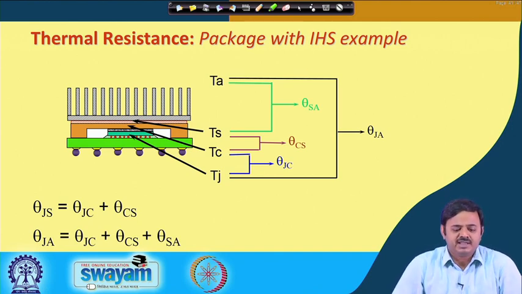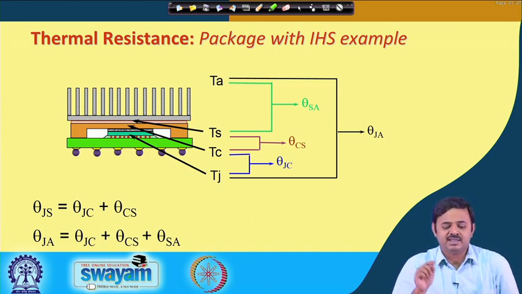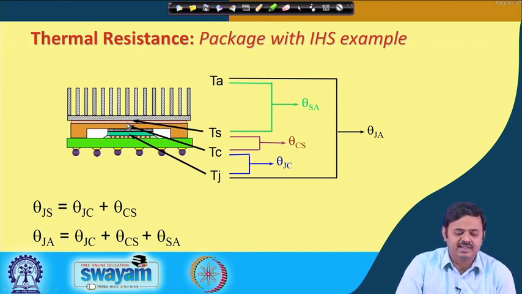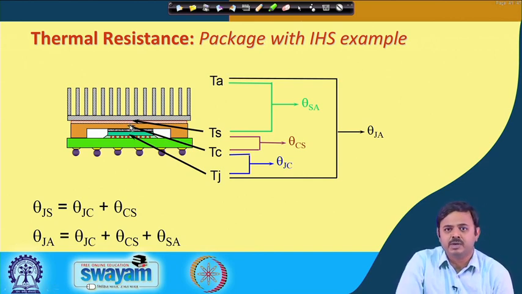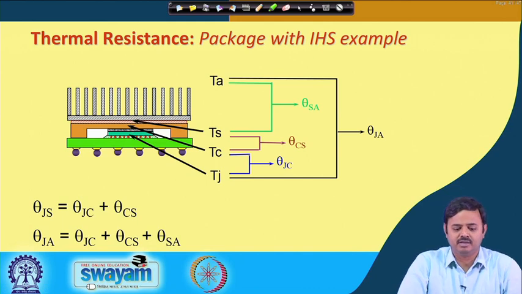So, package with IHS example, similar thing, except now here we have another additional temperature. We also have what is called the case temperature Tc. Remember, I said that I am going to define what C is, the case. This is what the case temperature is. It is the temperature on the surface of the heat spreader, Tc. This heat spreader comes with different names. Integrated heat spreader is the most technically correct name, but people use words like lid, people use words like case.